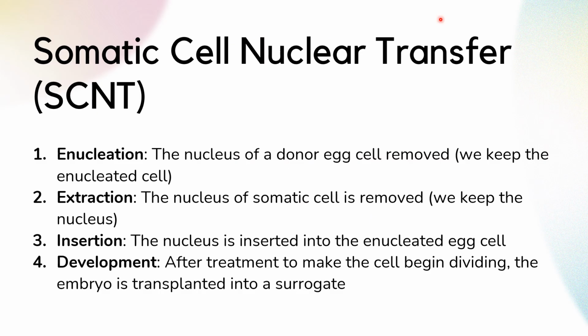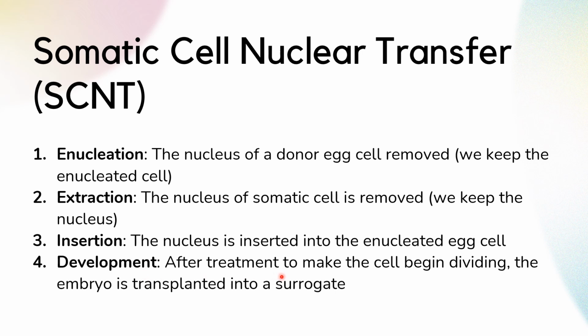The process of somatic cell nuclear transfer, or SCNT, is 4 steps. So we have enucleation. So we take the nucleus of a donor egg cell and we remove it, but we keep that empty egg cell, so that enucleated cell. We then have extraction. So we remove the nucleus of a somatic cell and we keep that nucleus. So we have an enucleated egg cell and a nucleus of a somatic cell. Now we have insertion. So we insert that nucleus into the enucleated egg cell and we allow for development.